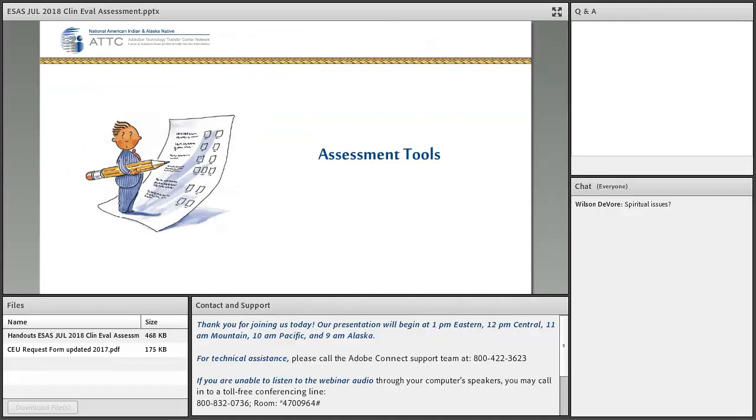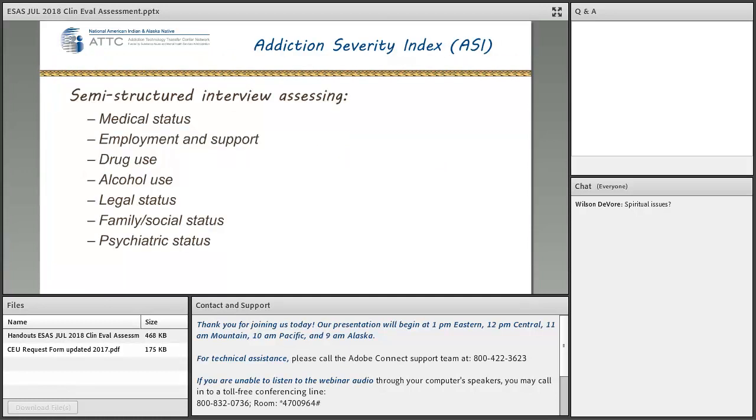So looking at the assessment tools, a little bit further into the Addiction Severity Index, the semi-structured interview process. The ASI has been really common within the Native tribes. Within their computer programs, we're able to get right on there and go right through it. It has culture added right in there.